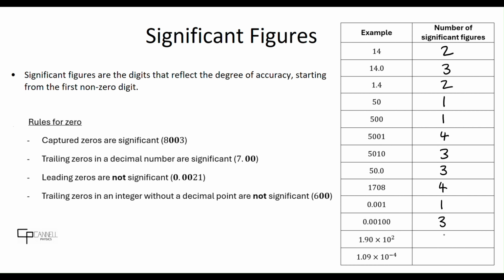rule 2. And now with scientific notation, the base and the power, don't worry about positive or negative. We never consider these as part of significant figures, so we only look at the coefficient. So just treat it like it's 1.90 and 1.09 when deciding significant figures. So that would be 3 and 3.